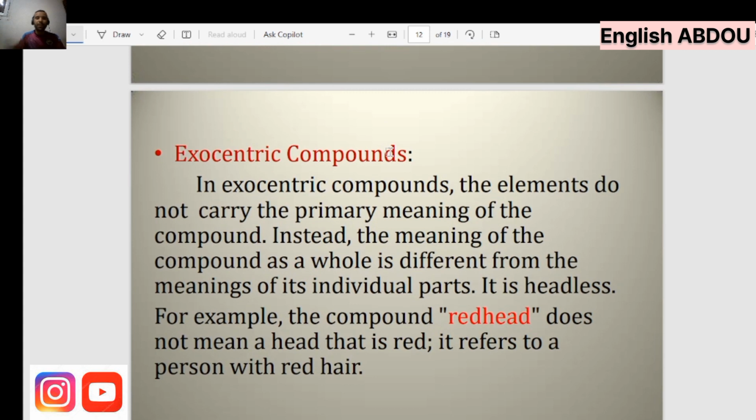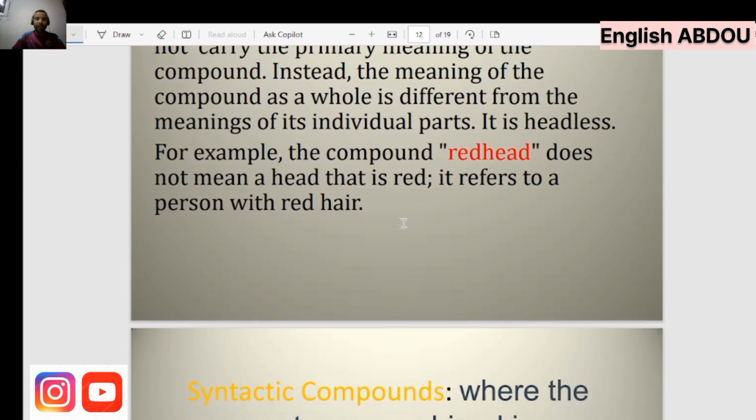While in an exocentric compound, the meaning is outside of the compound. When we say something, we mean something else. The head is outside. For example, we have redhead. So here, the meaning is not in red or head. It is outside. We mean a person with a red head, a person who has, of course, red hair here.